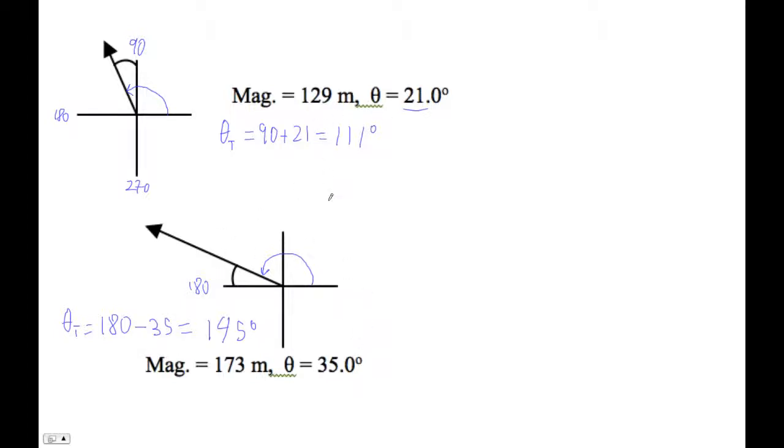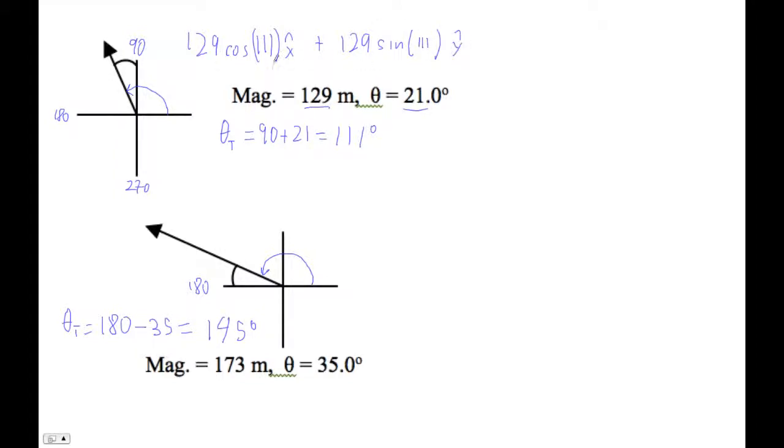Now we can find the components of this. In general, for any vector, once you find the trig angle, it's magnitude cos in the x direction, magnitude sine in the y direction. So the magnitude is 129, so I'll go 129 cos 111, and that'll be in the x direction, plus 129 sin 111, and that'll be in the y direction.